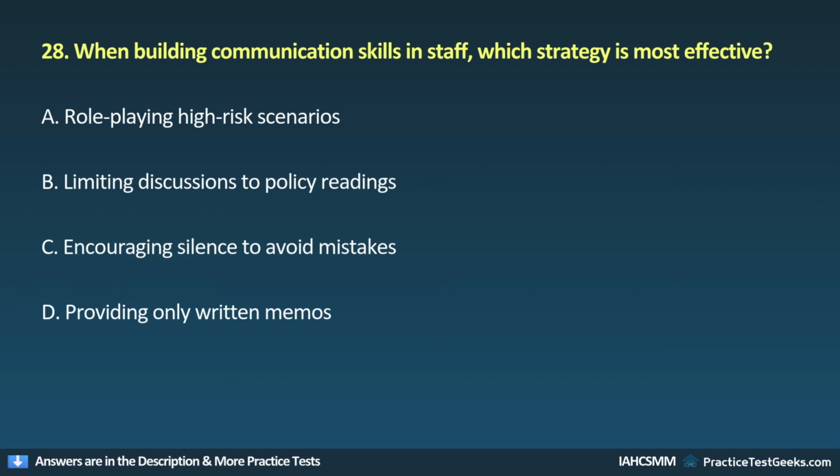28. When building communication skills in staff, which strategy is most effective? A. Role-playing high-risk scenarios. B. Limiting discussions to policy readings. C. Encouraging silence to avoid mistakes. D. Providing only written memos.